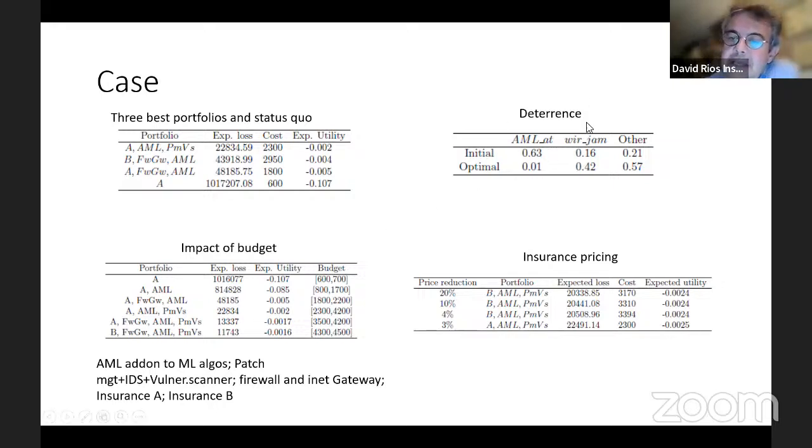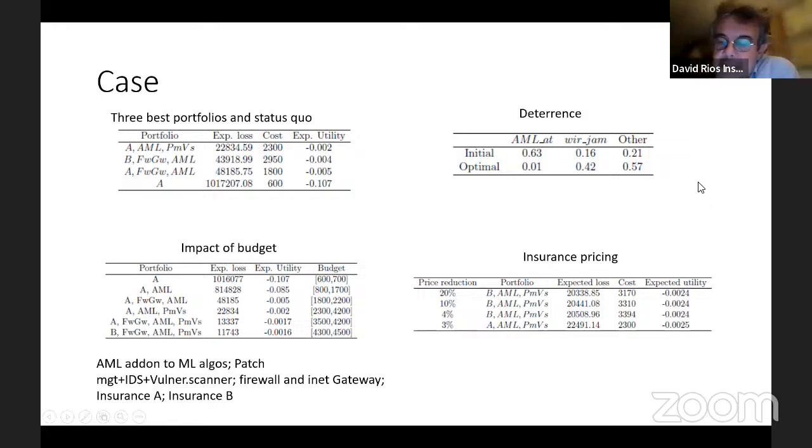You can check the deterrence effects of this optimal portfolio introduced. And you can see, for example, that here we had a very high probability of being attacked through an adversarial machine learning attack. But with this thing that we introduce, we get rid of most of this risk, and we transfer it to other agents or other participants.